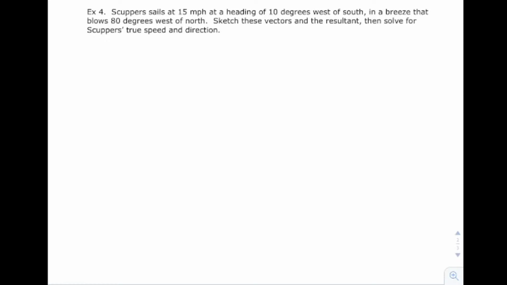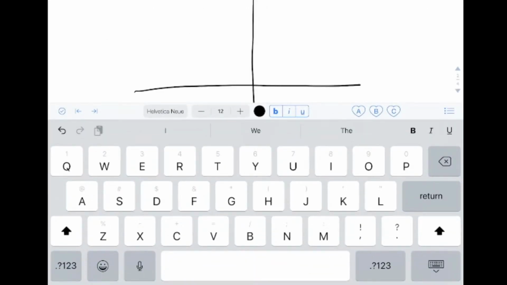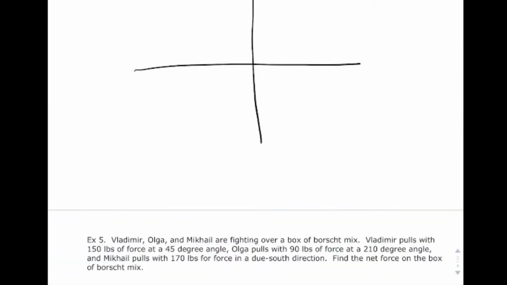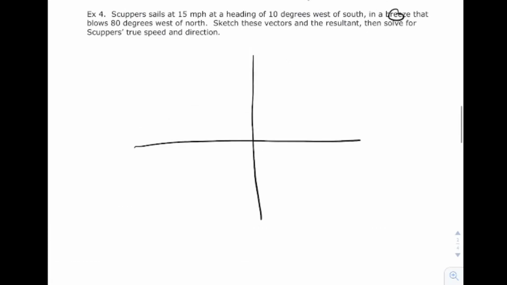Welcome back. Scuppers sails 15 mph in a certain direction. He's got a breeze that goes in a different direction. Sketch these two vectors, because the way he's going and the way the breeze is going are going to add up to be the way that he's really going. Looks like I need to give a wind speed. Yeah, I kind of forgot that. Sorry.